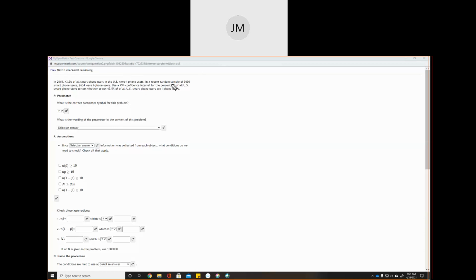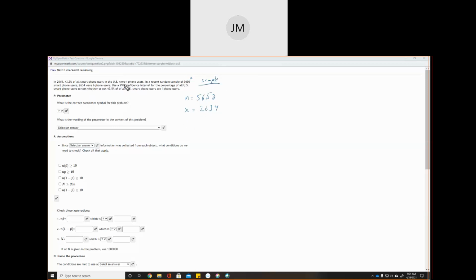And now more recently, we take this sample. So this is our sample size. So N is 5,650. And in that sample, 2,634 were iPhone users. So we typically call that X. Okay, so this is my sample.